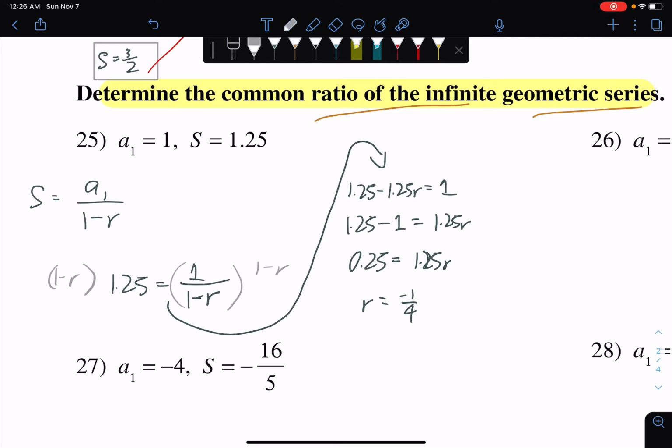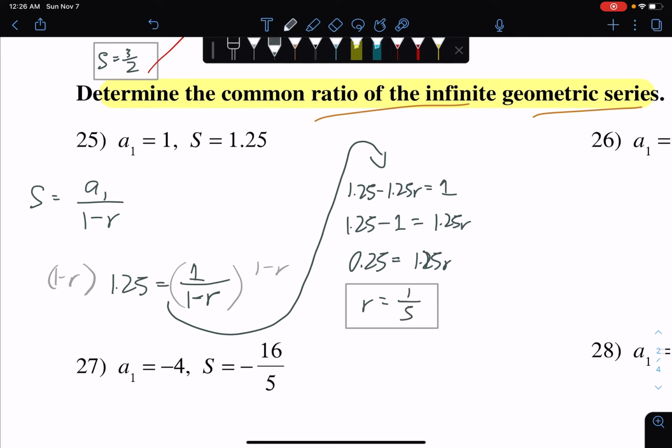Alright, so we found a common ratio. Yay! Let's double check. 0.25 divided by 1.25 is... I'm so sorry. I was wrong. The answer is 1 over 5.